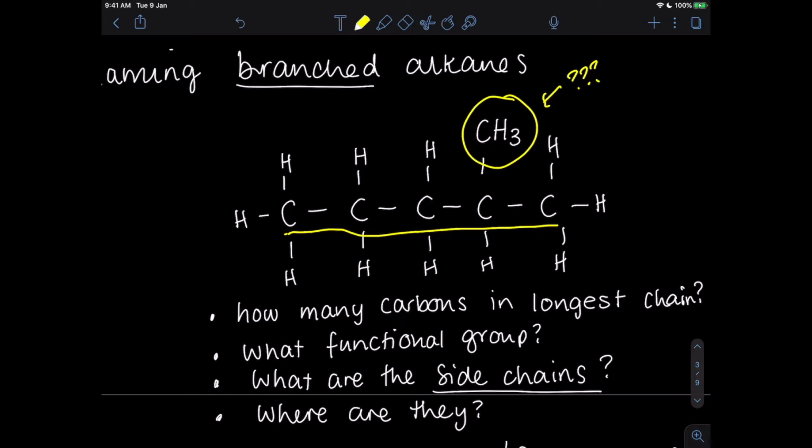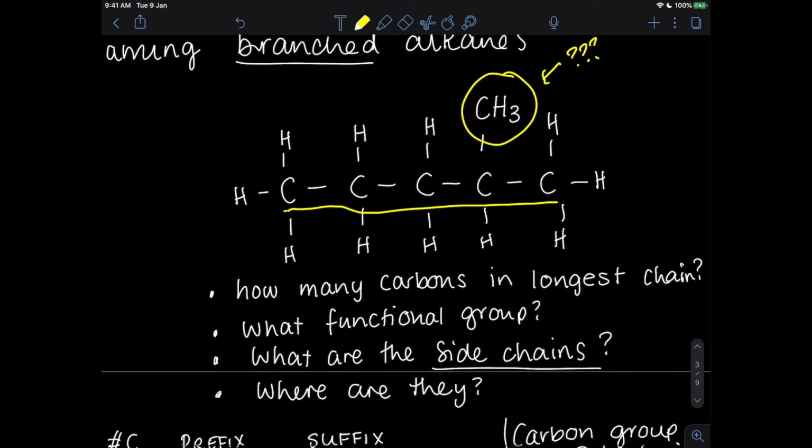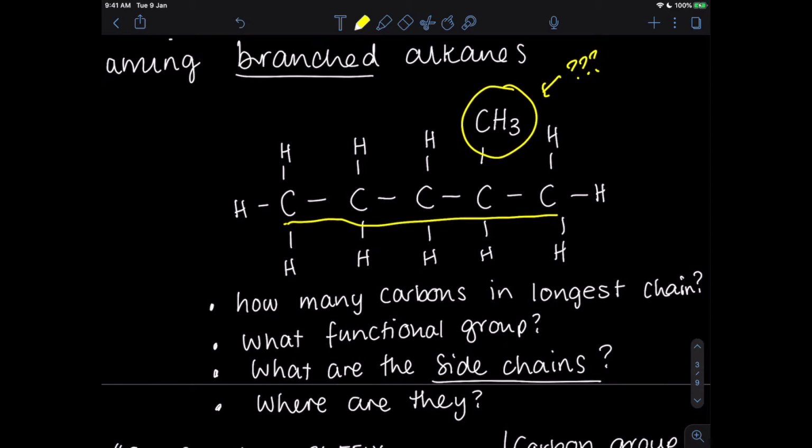So if we were to go about naming this the way that we name a normal straight chain alkane, we would start thinking, how many carbons are in my longest chain? Well, I've got 5 carbons in my longest chain. And my functional group is that this is an alkane. I've only got single carbon-carbon bonds, so that means this must be an alkane. But if I were to give just that information to my reader, if I was to say that this is just pentane, my reader would not know to draw this extra part here.